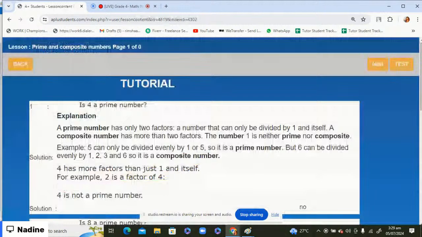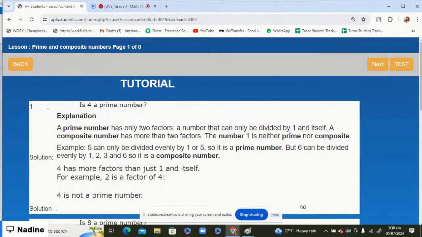So first of all, let me tell you what prime numbers basically are. Prime numbers are the numbers which are only divisible by one and the number itself. In other words, it is a positive integer with exactly two factors.